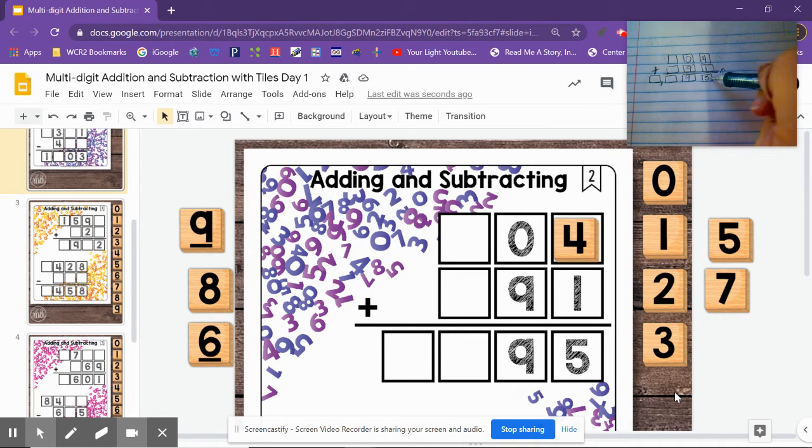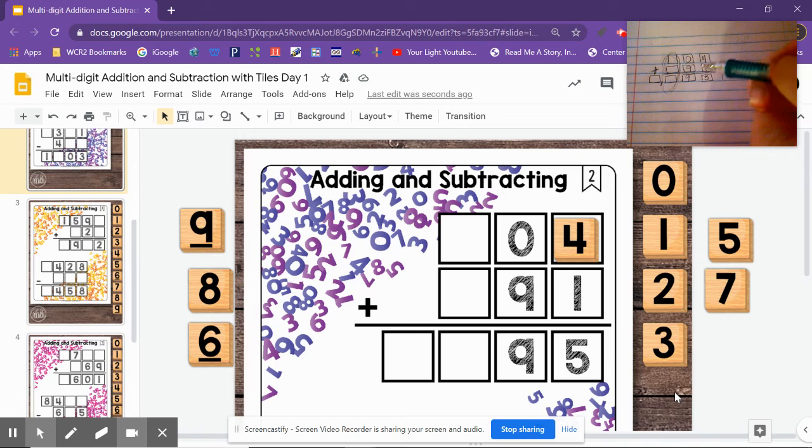Because 4 plus 1 we know is 5 and 0 plus 9 is 9. But what could I put in these boxes? Well, I might have a different answer than Susie, and Susie might have a different answer than Bobby, and Bobby might have a different answer than Sam, and we might all have different answers. All that matters is that it's a true statement.